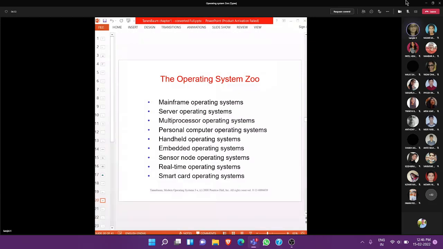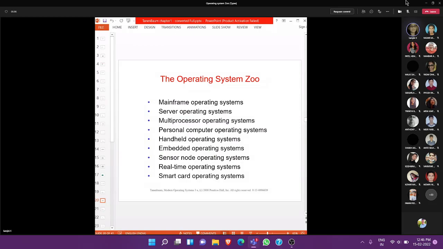Today we are going to see the types of operating system. But in your textbook, they have given that as the operating system zoo. Under the topic operating system zoo, they have given types of operating systems. As you are seeing on the screen, there are many types of operating system.